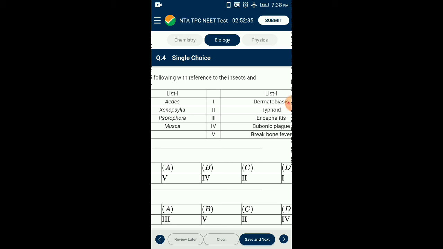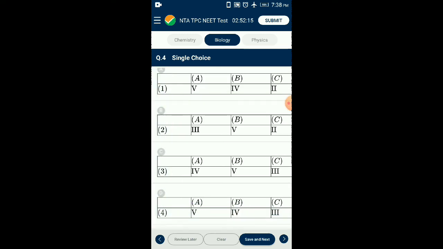Fourth one is Sabethes, a species of large mosquitoes native to the Americas, and they have been associated with the transmission of various arboviruses like encephalitis and West Nile fever viruses. So the correctly matching option is the fourth one.